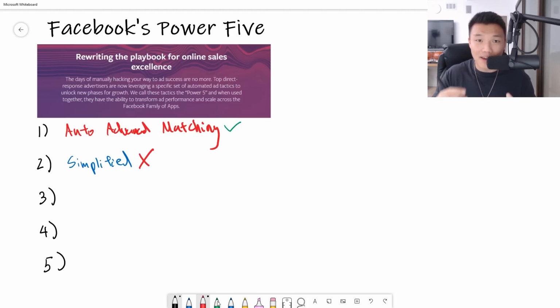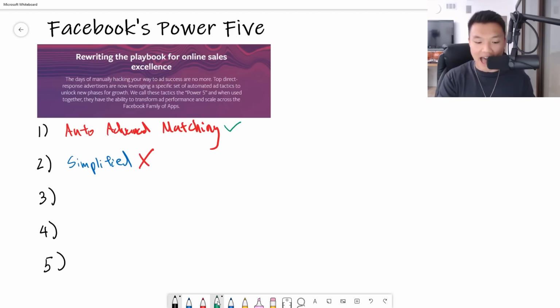Like I said, if CBO isn't mandatory, you should still be on ABO. Simplified account structure is something that we haven't really adopted unless it's for very, very mature ad accounts that have spent millions of dollars in advertising. At least 5,000 purchases recorded or more is when we even start simplifying things. But for now, I'm going to say that this is kind of bogus advice from Facebook. So what we're going to do is go ahead and ignore that. So let's move on to number 3.